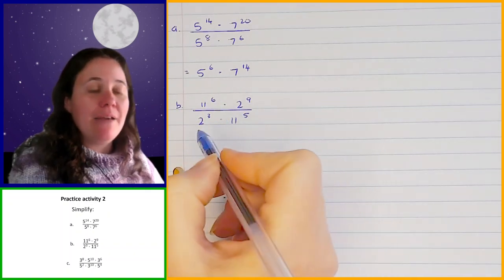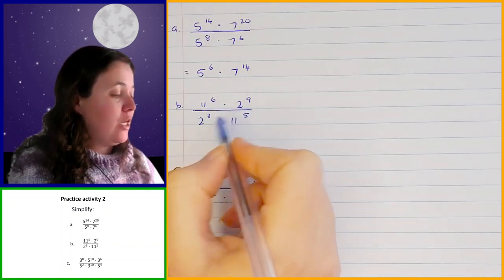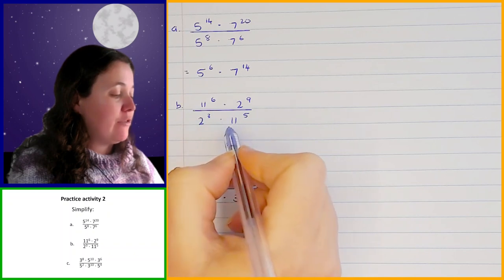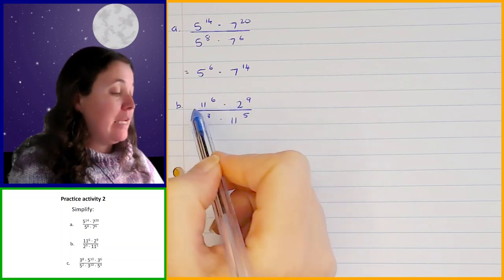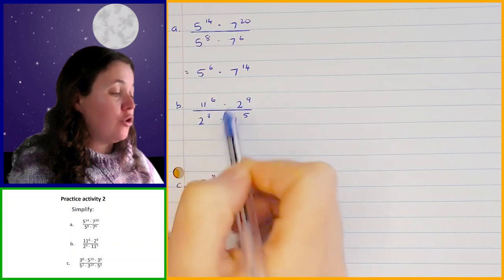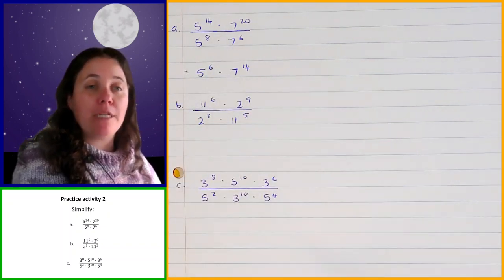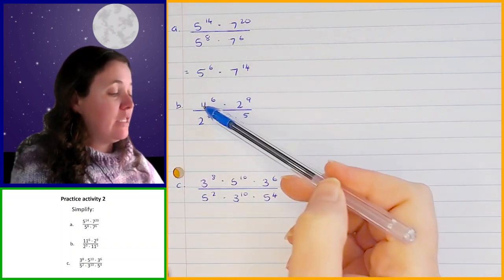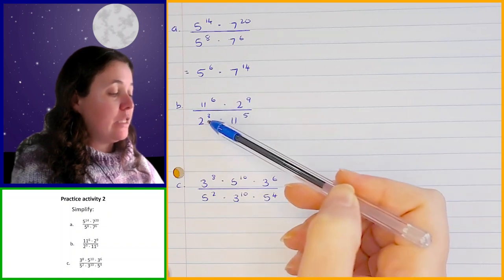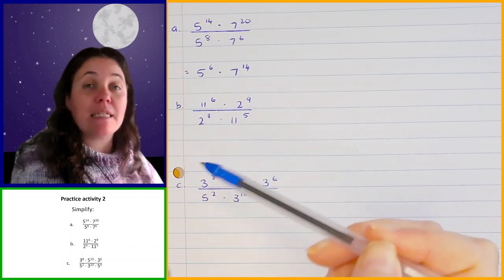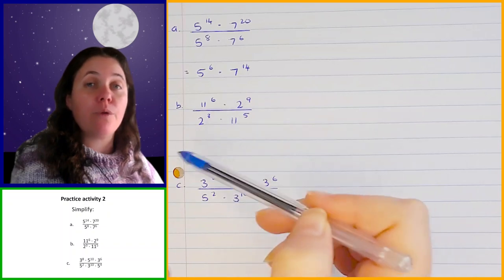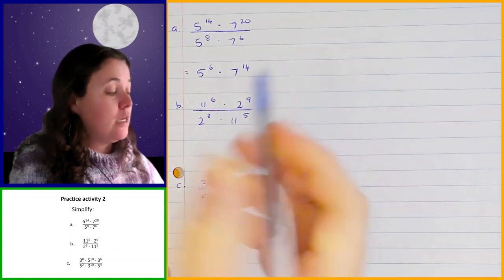Question B, we had 11 to the power of 6 times 2 to the power of 9 over 2 to the power of 3 times 11 to the power of 5. Now, in this case, the 11 and the 11 and the 2 and the 2 are not in the same positions in the numerator and the denominator. In the numerator, the 11 is first and the 2 is second, and in the denominator, the 2 is first and the 11 is second. It doesn't matter so long as you work with all of the things that have the same bases together.